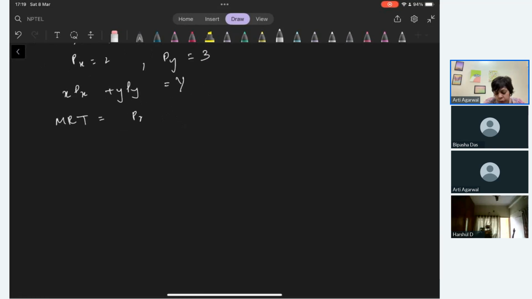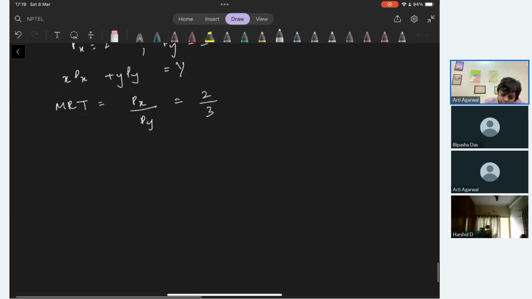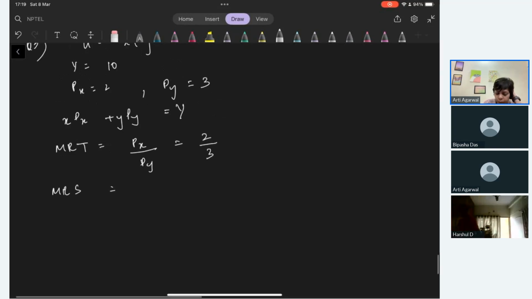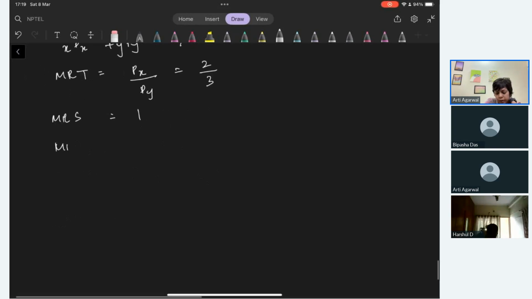MRT is equal to px by py. This is equal to 2 by 3. Okay. Now let's see MRS. MRS is equal to what? It's 1. MRS is 1 because the coefficient of x and y both is 1. Right? So MRS is going to be 1. Therefore, MRT is less than MRS.